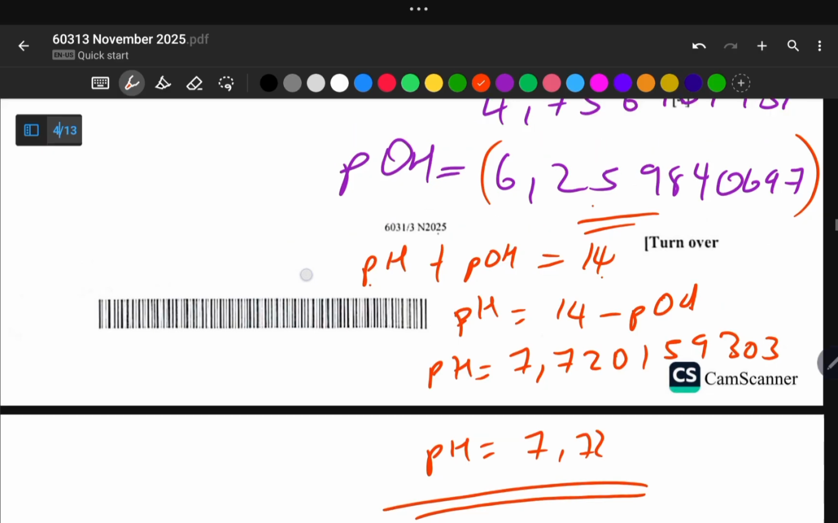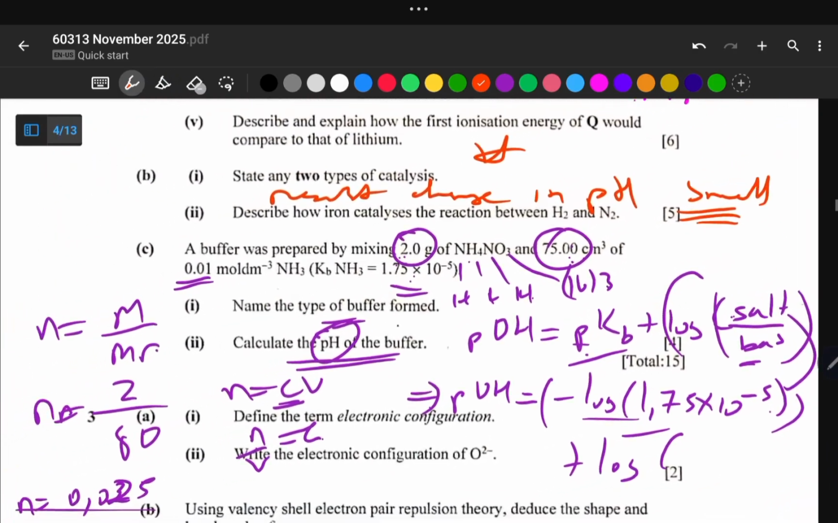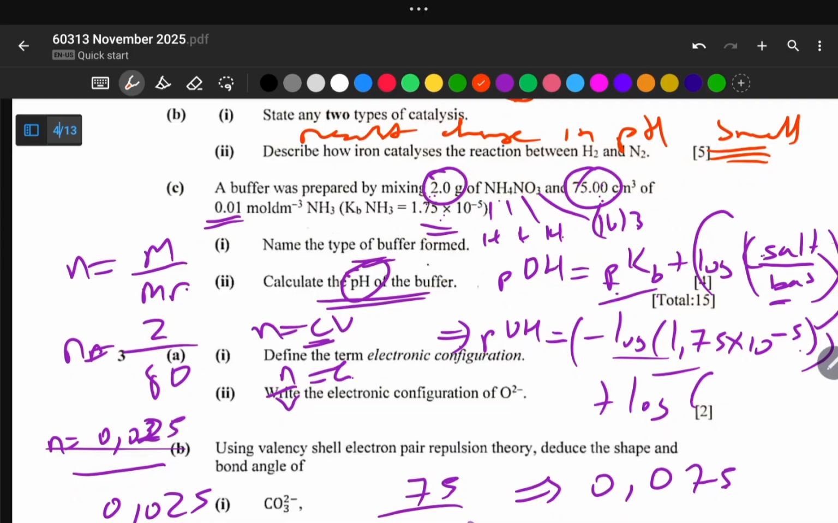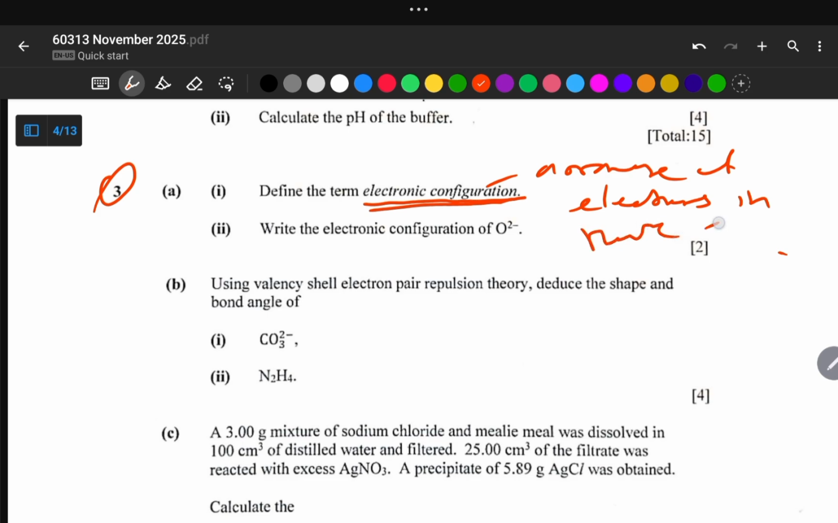And then we now proceed to the next part. So we are done with number 2, and we are now moving on to number 3, right? Number 3 says define the term electronic configuration, right? So electronic configuration is defined as the arrangement of electrons in their electronic shells, right? So we have the shells, the subshells, and the orbitals. So you should be able to define these terms, right?